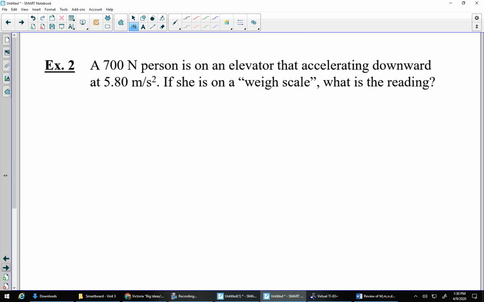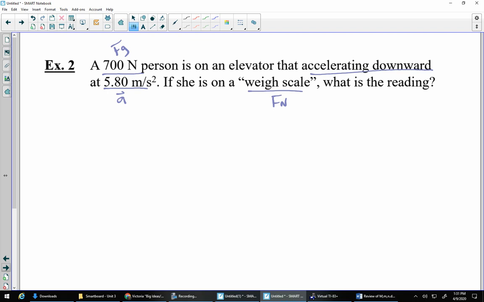Cool. So let's check this one out, and let's keep in mind that the weigh scale reading is Fn. I'm jumping ahead a little bit here, so let's check this out. So we've got a 700 Newton person. So right off the bat, we should recognize that that is a force of gravity. So a 700 Newton person is on an elevator that is accelerating downwards. I have a feeling that's going to be kind of important, the fact that it's downwards and the fact that the acceleration is 5.8 meters per second squared. Cool. So she's on a weigh scale. What is the reading of the weigh scale? Or in other words, what is her apparent weight?